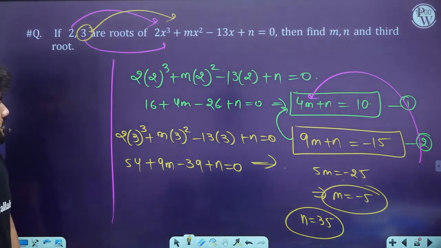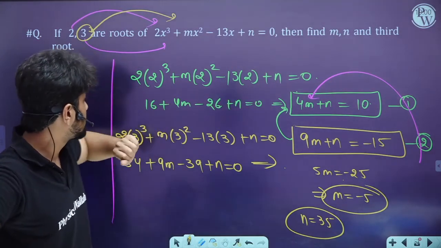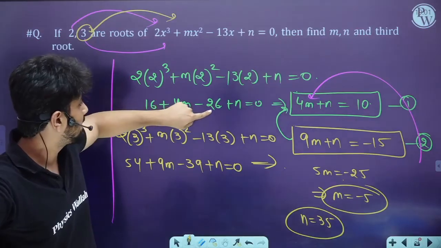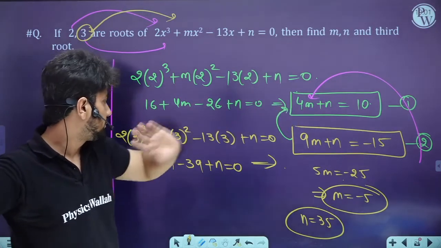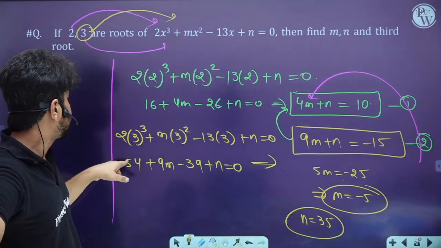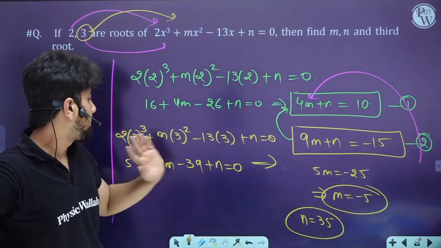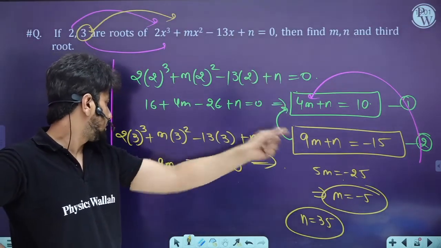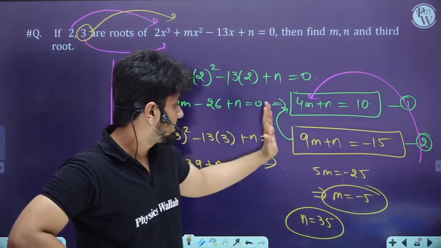So 2 into 2 cube plus m times 2 square minus 13 into 2 plus n is equal to 0. We get 16 plus 4m minus 26 plus n is equal to 0. So 4m plus n is equal to plus 10. Here I get 54 plus 9m minus 39 plus n, so 9m plus n is equal to 54 minus 30. Yeah, we are correct with calculations now.